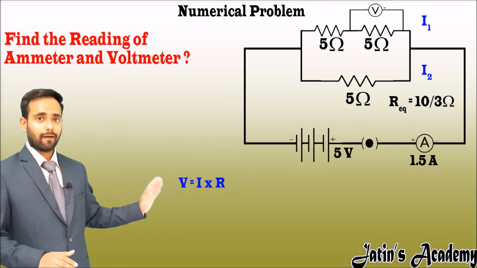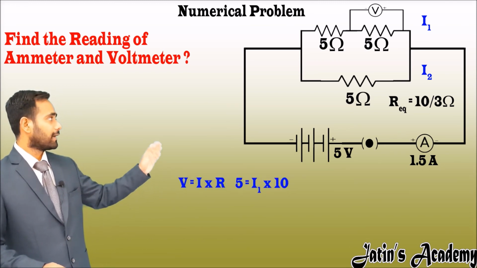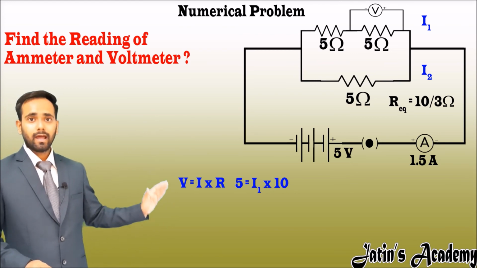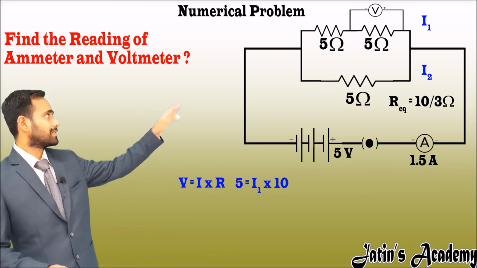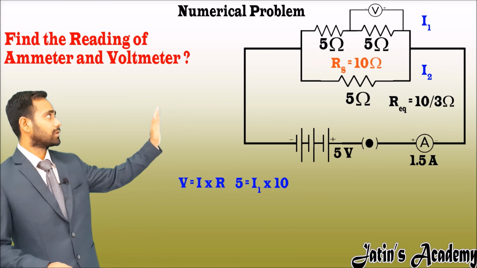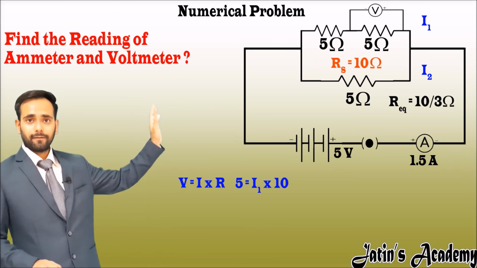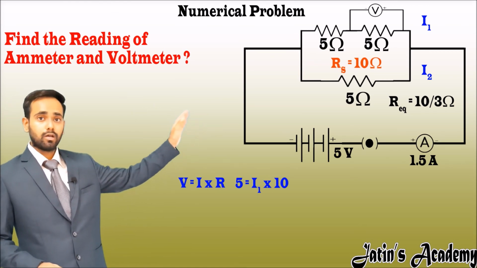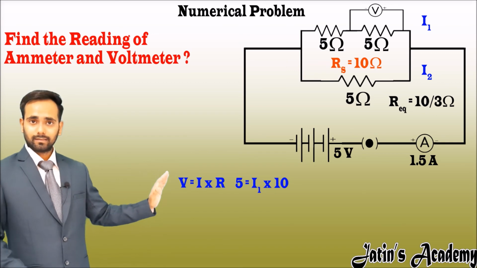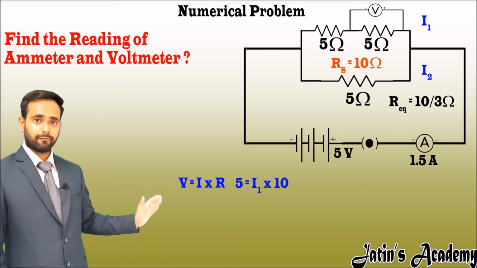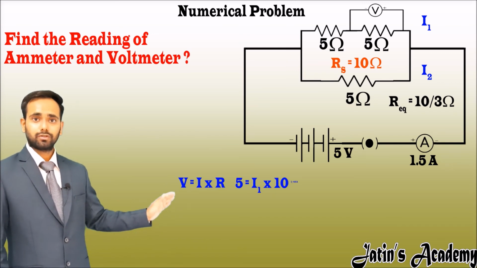V value we have, that is 5 volt. I value is nothing but I1, and R is nothing but the series combination. This series combination is nothing but 5 plus 5, that is 10 ohm. So we get R is equal to 10 ohm. After calculating, we get I1 is equal to 0.5 ampere.